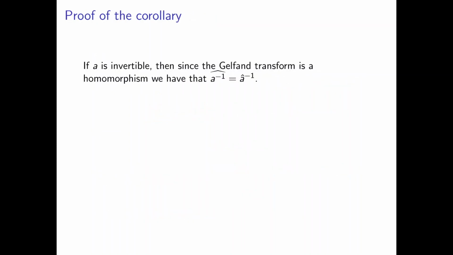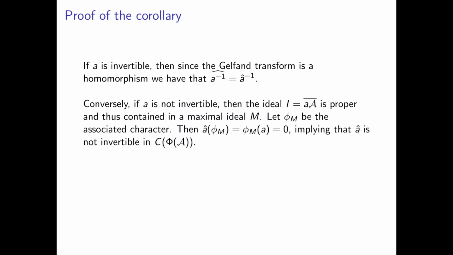And first off, if A is an invertible element, then since the Gelfand transform is a homomorphism, we have, of course, that the hat of A inverse must be the inverse of A hat. That is, by definition of a homomorphism, that must be true. Conversely, if A is not an invertible element, then the ideal, which is the closure of A times the entire algebra, so it's basically the principal ideal generated by A, is a proper ideal, and thus it's contained in a maximal ideal M here.